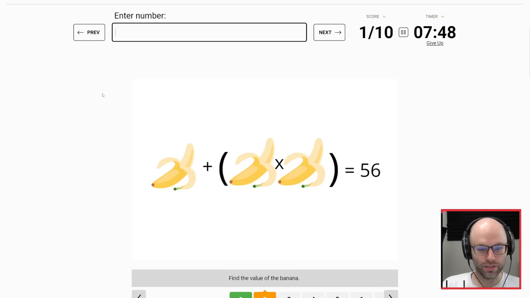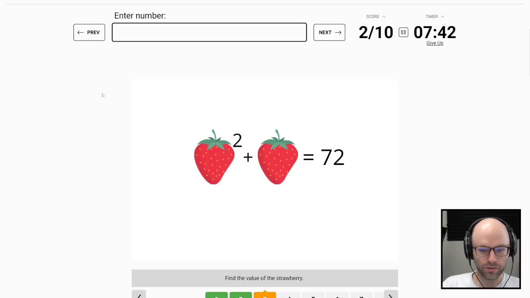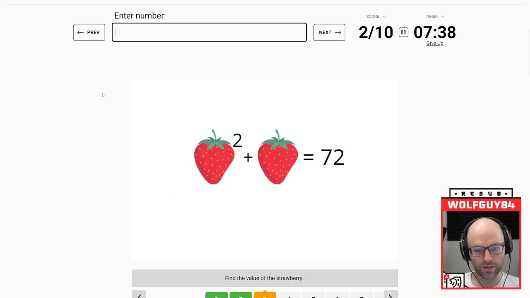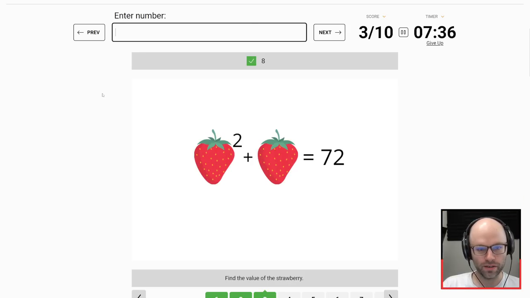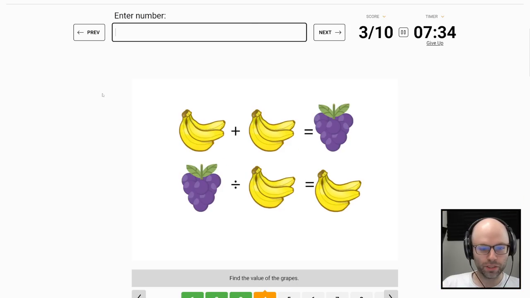Okay, I can do this. This is 7. 7 plus 7 times 7 equals 56. Strawberry squared plus strawberry equals 72. That's 8. Okay, I'm finding a pattern here so far. Banana plus banana equals grape. So a grape equals 2 bananas. And then a grape divided by a banana equals a banana.